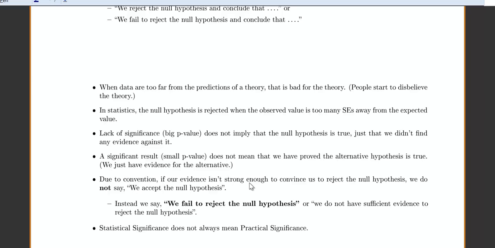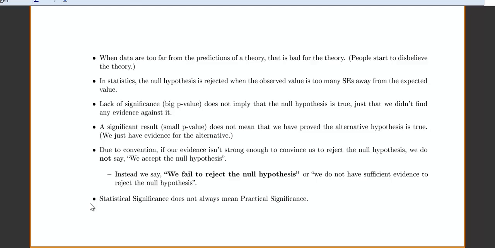And due to convention, if our evidence isn't strong enough to convince us to reject the null hypothesis, we do not say we accept the null. Instead, we say we fail to reject the null, or we don't have sufficient evidence to reject the null. And finally, statistical significance does not always mean practical significance. Remember, statistical significance means we're very sure, statistically speaking, that there's a real difference here. Practical significance means would that difference actually matter in real life?